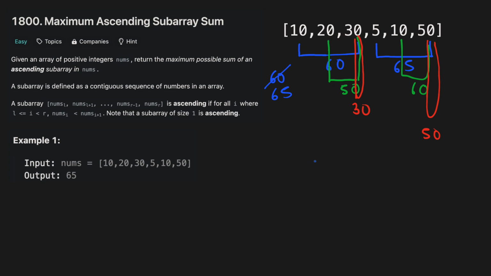If you look at this array, you can see that first we have this ascending part, then a blip or a disruption, and then another ascending part. So we have a blip over here.